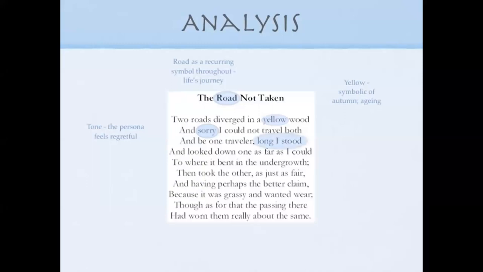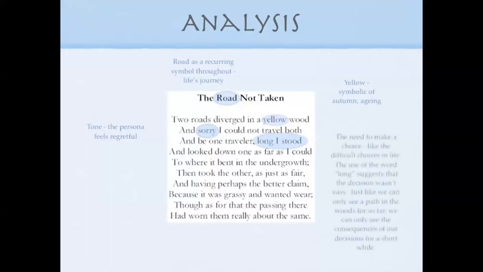And be one traveller, long I stood. Now, this part of the poem tells us a little bit about sometimes when we make decisions, the process that we go through is really difficult. The fact that the poet stood there long suggests to us that this decision wasn't easy, you know, that this is something that they really stewed over for a very long time.